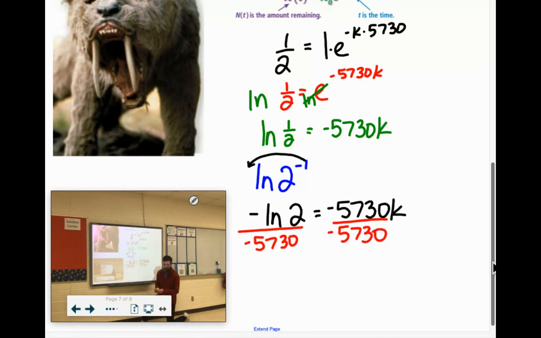Negative divided by negative is a positive, so let me throw that in my calculator here. ln 2 divided by 5,730. That will give us a decay constant of 0.00012. All right, so we're going to have to drop that back into our formula now.